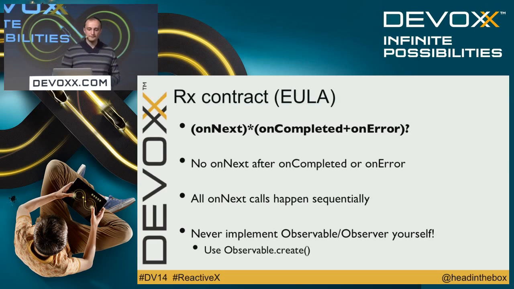Now, a word of warning, and I had this question also during the break, and I must advise you to never implement observables or observers yourself. Just use the factory method to get all the magic and all the internal functionalities and create your observables in that way. Because if you do implement them yourselves, now you have to make sure that your observable abides by this contract. And that is not easy, I must say.